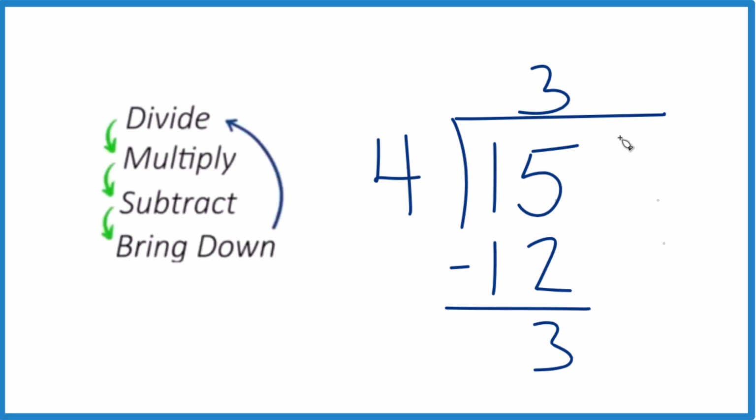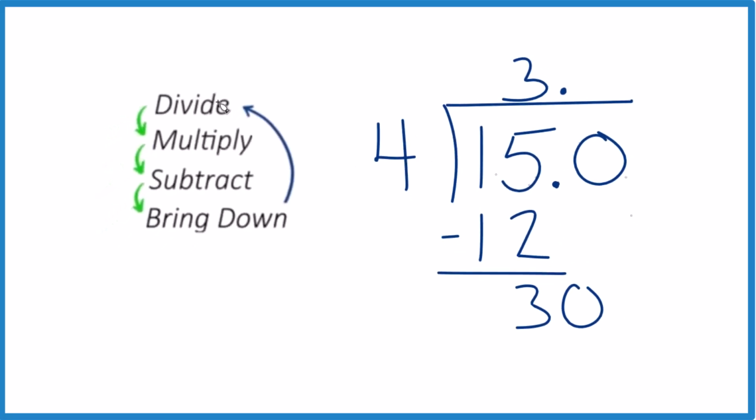There's nothing to bring down. So we could call it 15.0 if we put a point up here, because 15.0, it's still 15, but now, because we have the decimal, we can bring this down. And now we're back where we started, divide.